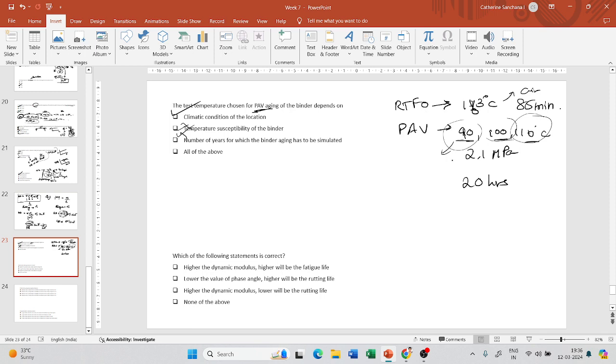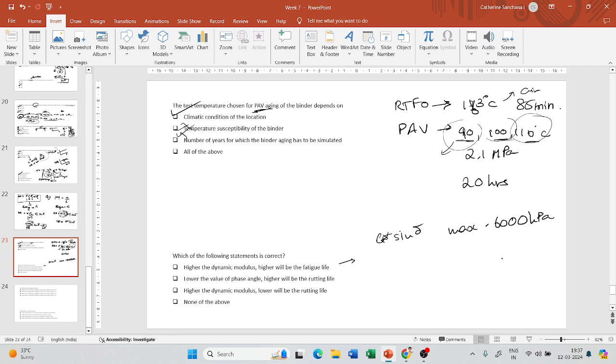So let us go one by one. Higher the dynamic modulus, higher will be the fatigue life. What did we see the criteria for fatigue life? G star into sine delta is maximum, it should be 6000 kPa. What will happen if it goes more than this? Then it will be more stiff, then the bitumen will be subjected to fatigue. Okay, so if the bitumen is stiffer, then it is prone to fatigue cracking.